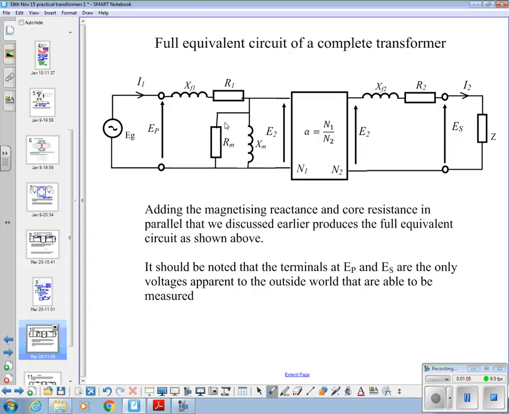Again, I want to emphasize that the terminals there on the secondary side and there on the primary side are the only ones in the real world that are electrically connectable to. They are your input and output terminals from your transformer. So this is like a theoretical model that will allow us to take account of the losses in the transformer.